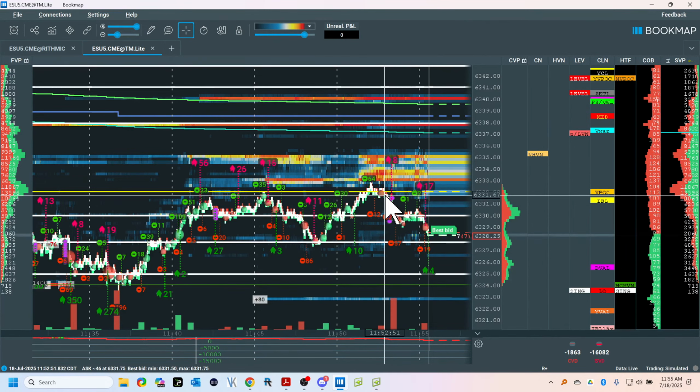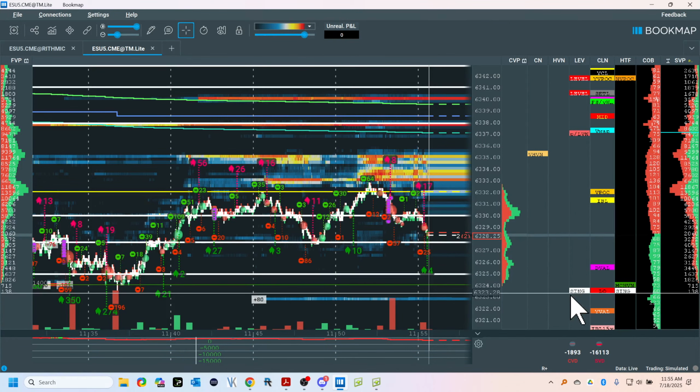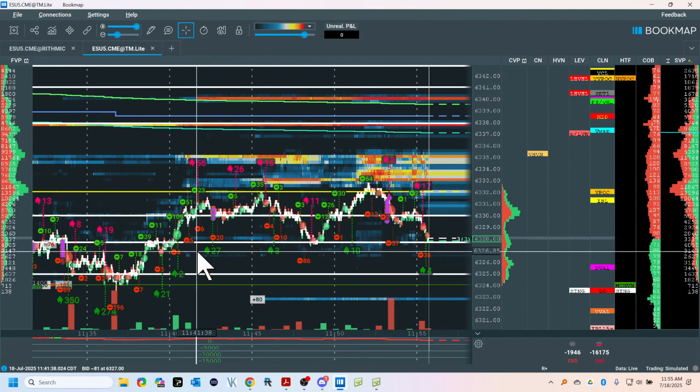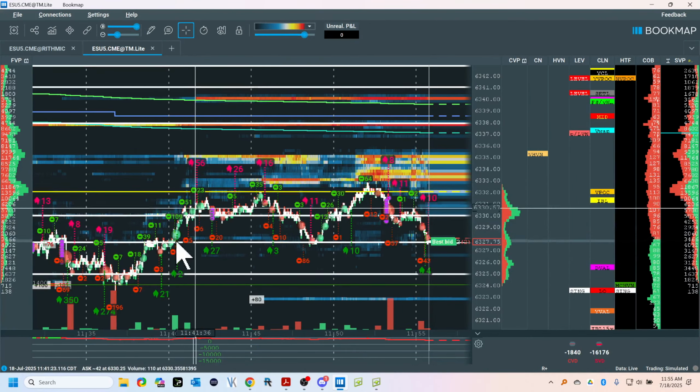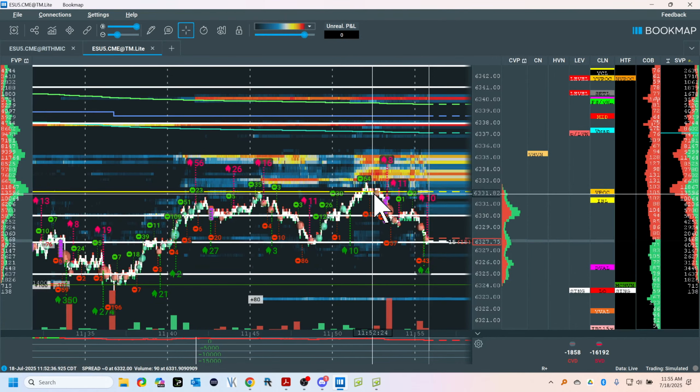Well, it could, but I just trade the targets. I don't worry about it. I just don't think about it. If I take this trade, remember my buyers. So this is like support. And again, I would not be taking this trade.